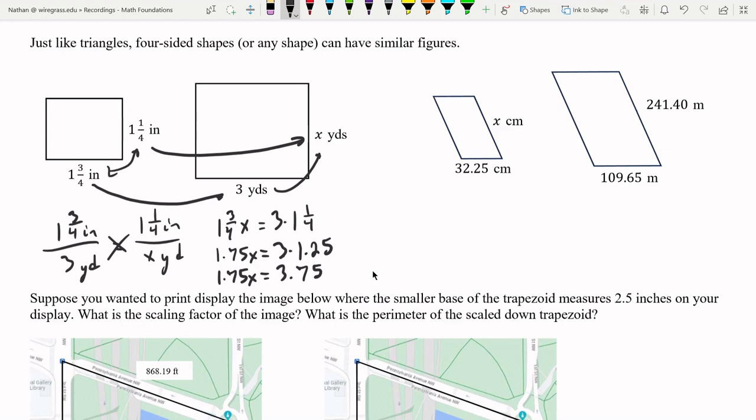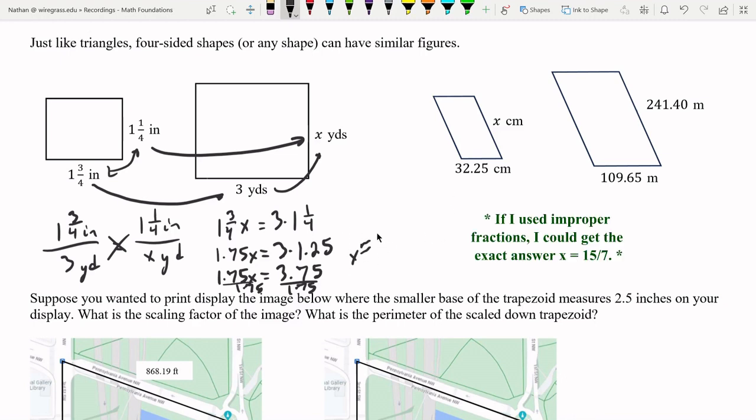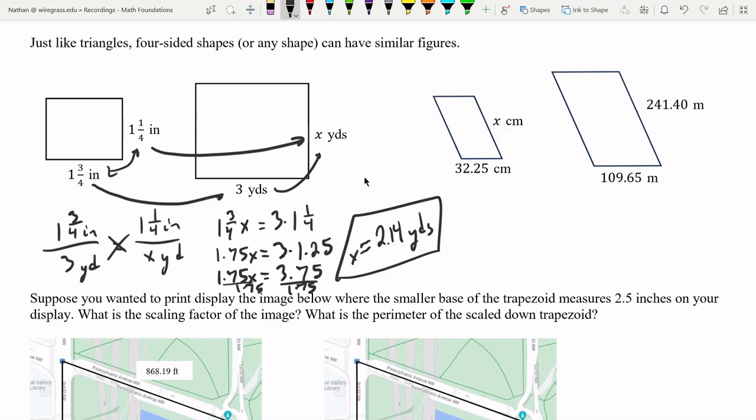Now all I have to do is divide by the number in front of x. So I'm going to divide by 1.75. I get x equal to 3.75 divided by 1.75. And I get x is, I'm going to have to approximate here, 2.14 yards, rounded to 2 places. That makes sense, right? This side was the bigger one, this side was the smaller one, this side was bigger, and x is a little bit smaller than that.